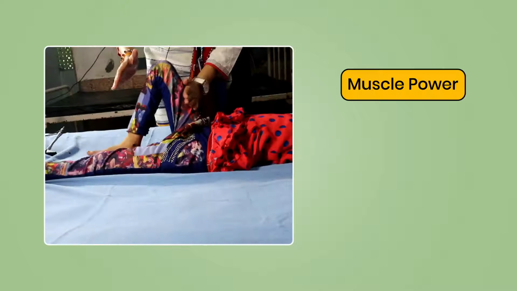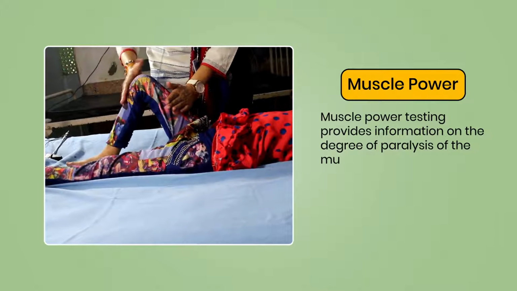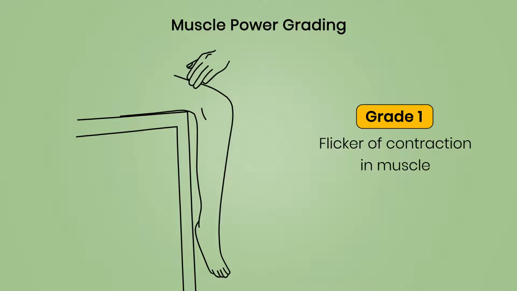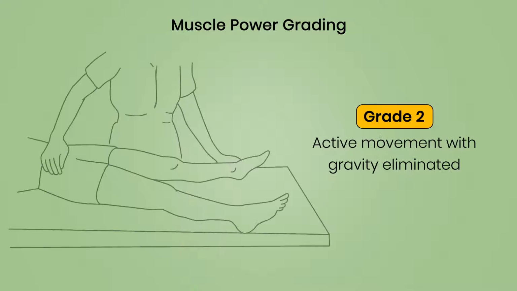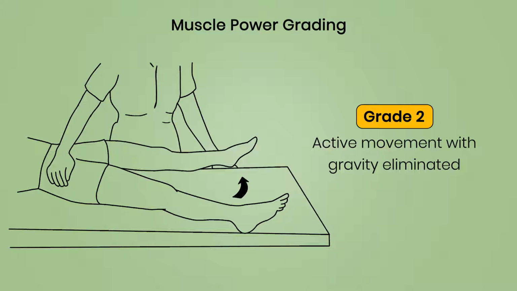Muscle power. Muscle power testing provides information on the degree of paralysis of the muscle or muscle group. Muscle power can be classified into the following grades. Grade 0: no detectable contraction in muscle. Grade 1: flicker of contraction in muscle. Grade 2: active movement with gravity eliminated.